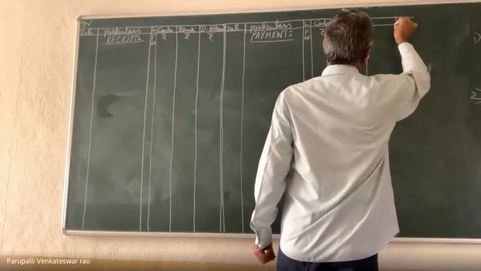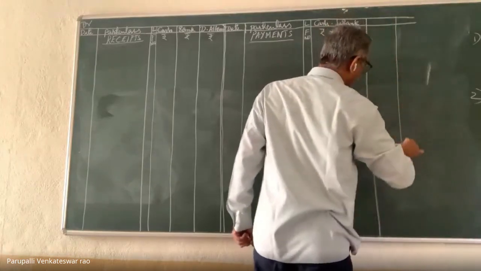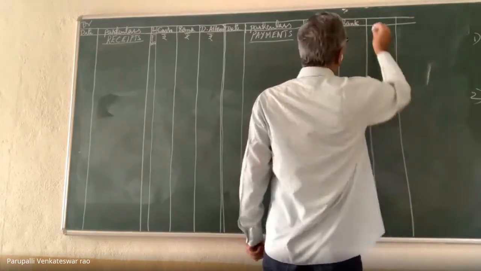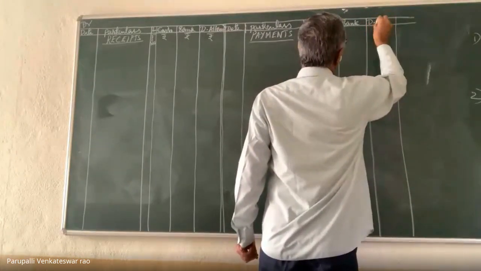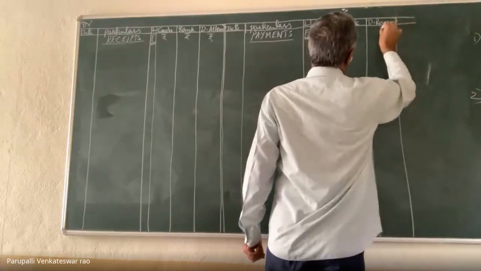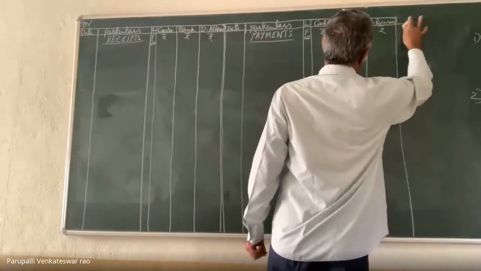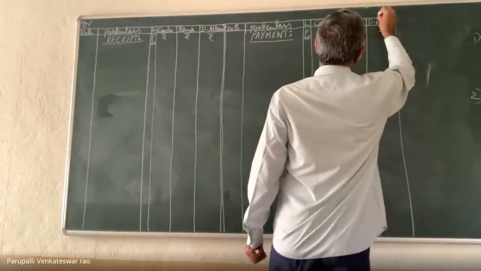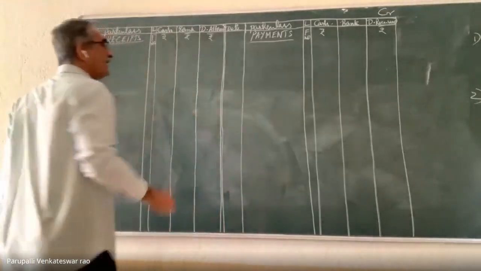The next one is discount received. Discount received in rupees. We don't need any more, the space is enough. This side is called credit side. Payment side is called credit side.